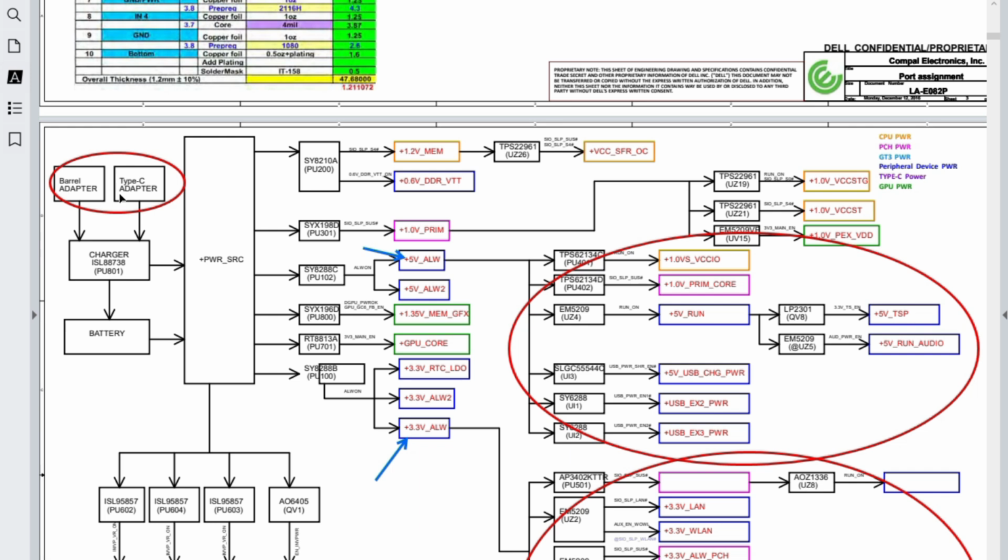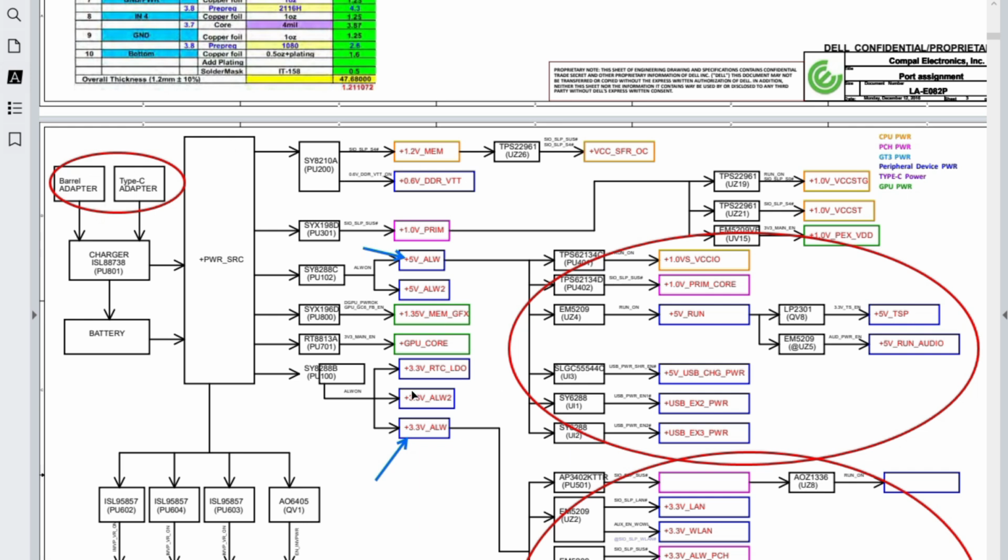The second step is to check the power jack or the DC jack. Is it good or not? Because when the DC jack is bad, not connected to the motherboard, the 19 volt will not pass from the adapter to the motherboard circuit.